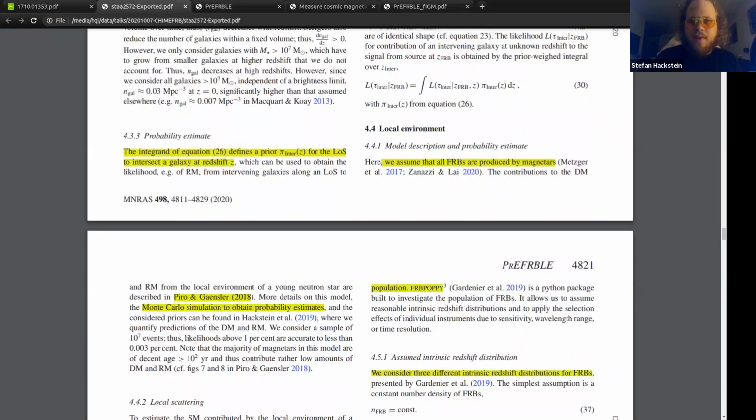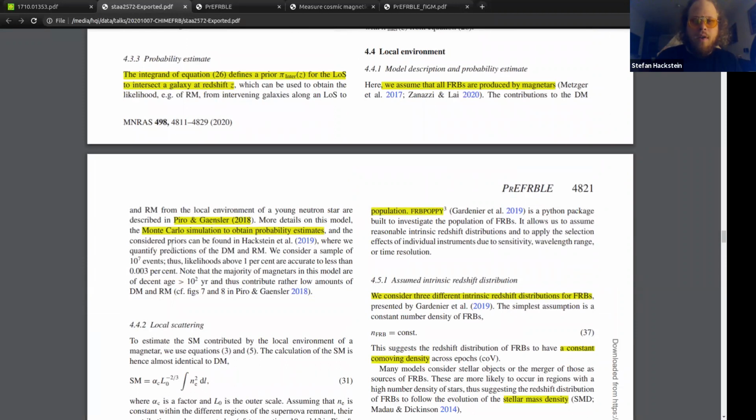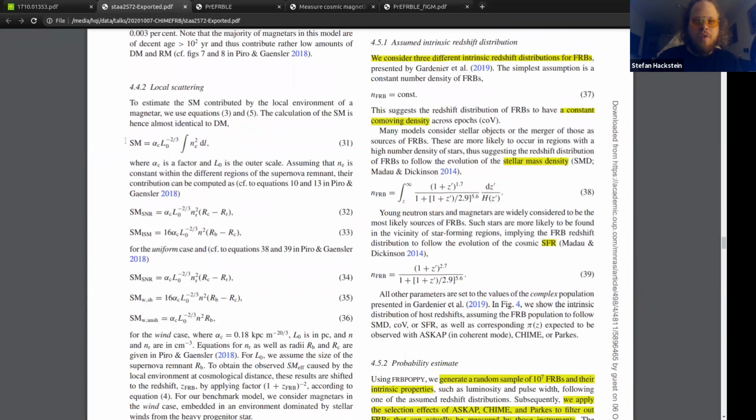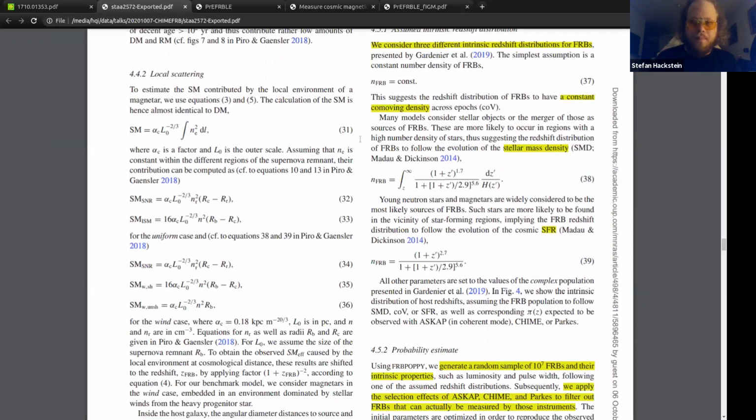So for the local environment, as I said, we are assuming that all fast radio bursts are produced by magnetars, and we take the Pirro and Gensler model and use a Monte Carlo simulation to obtain the probability estimates for the dispersion measure and rotation measure. And actually, I've been expanding this model also to use the scattering measure, which can then be used to calculate the temporal broadening.